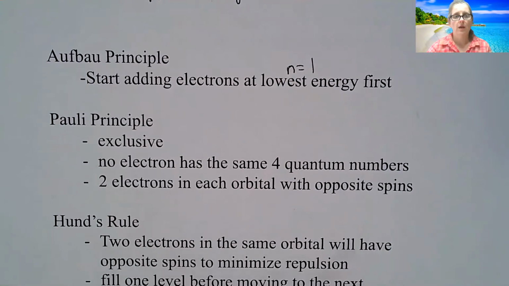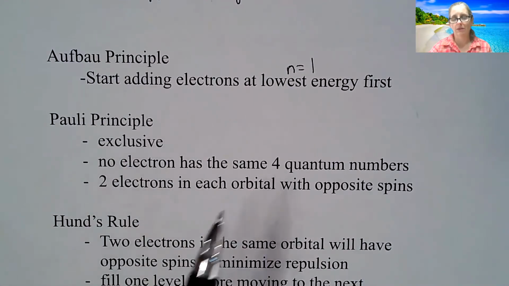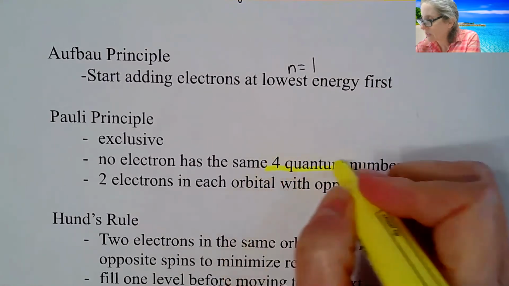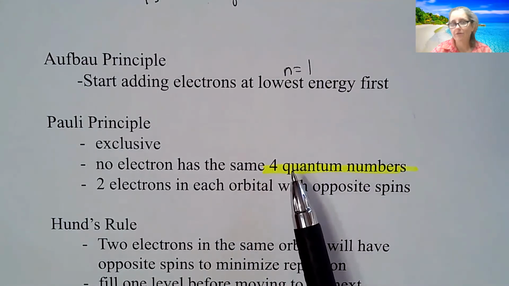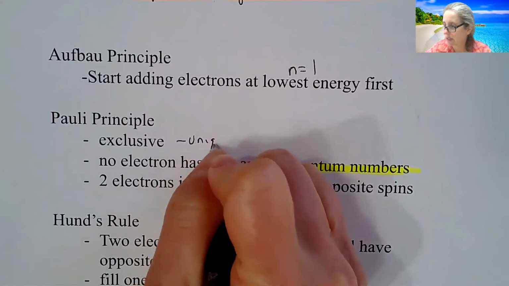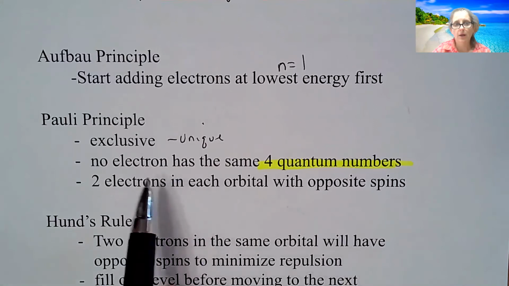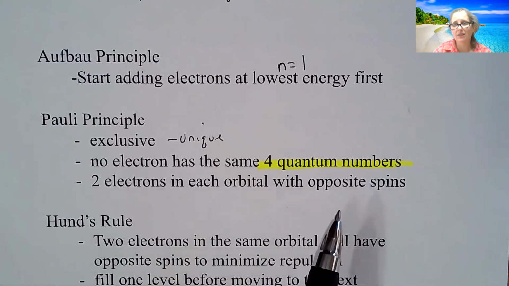So that is why we always start at the top of the block system, energy level 1, we always fill those first. The Pauli principle is exclusive. No electrons are going to have the same 4 quantum numbers. Okay, what that means will make a little bit more sense in further lectures. But what it's saying is that every electron is unique. Okay, so it is a unique set of circumstances that each electron is.